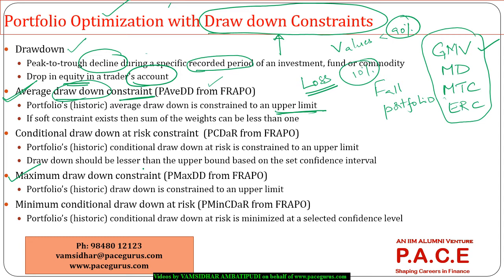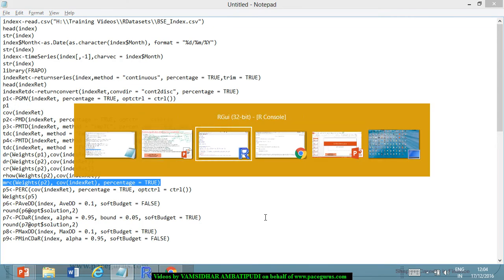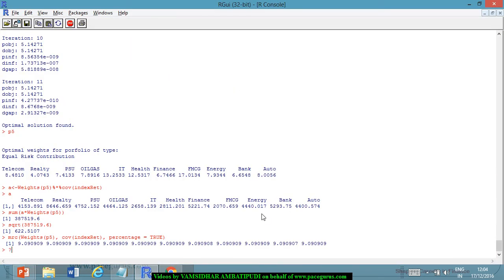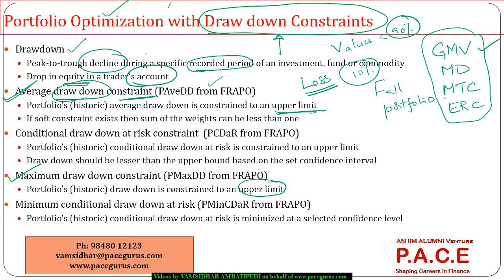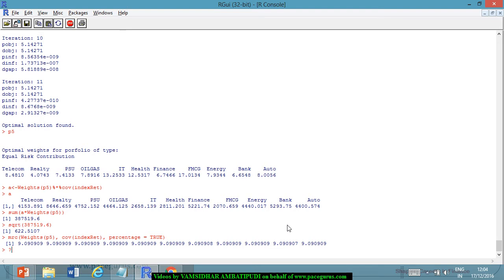First, let's look at these two constraints, and after that, let me go ahead with the other two types of constraints. So, one, the maximum drawdown constraint, wherein I'm setting the overall drawdown constraint to an upper limit. So if I first look at the help regarding the same, wherein I am using Pmax DD.